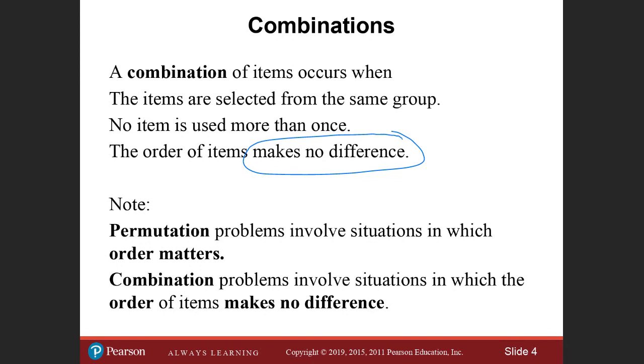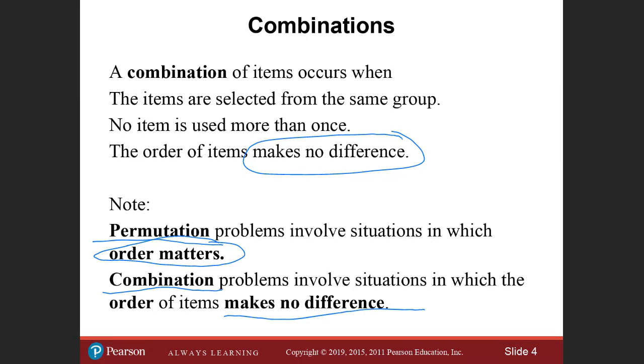So the other one, permutation, from the previous presentation, the order matters. So that's permutation. Combination is the opposite. So the order makes no difference. So most likely, combination has less number of ways to arrange compared to permutation.